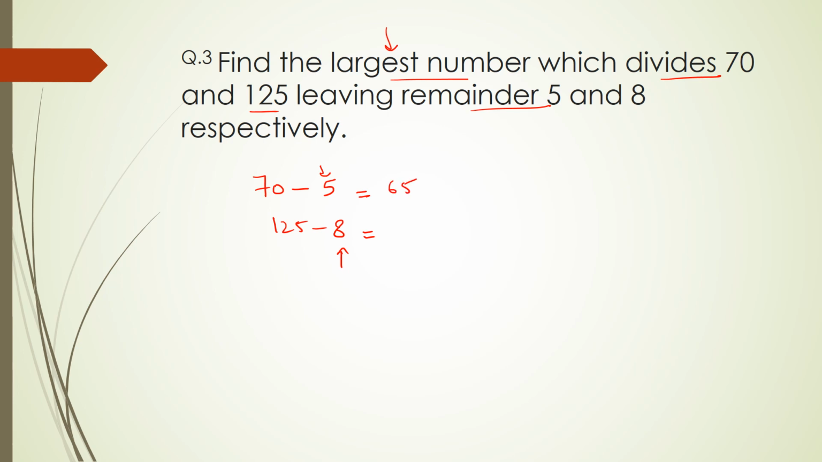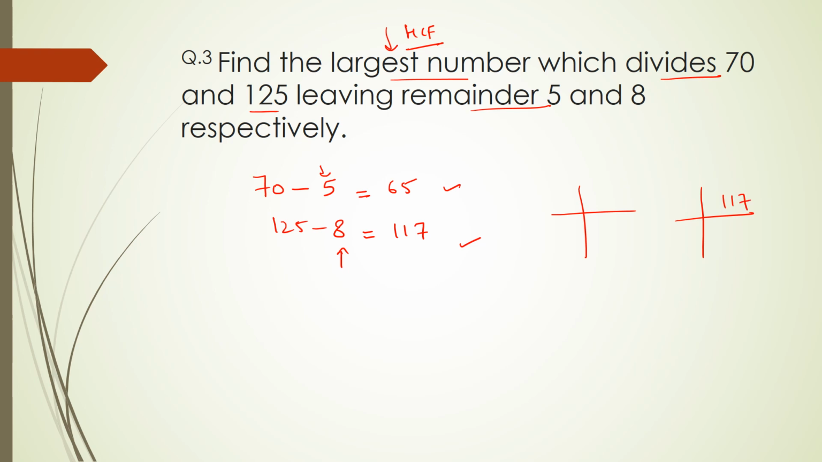That is 65 and 117. 125 minus 8, 117. Yes. So that means now that largest number can divide 65 and 117 fully, correct? So now how can we find out the largest number? It is pretty simple, the largest number will be the HCF. So you can find the HCF, you know how to do it.